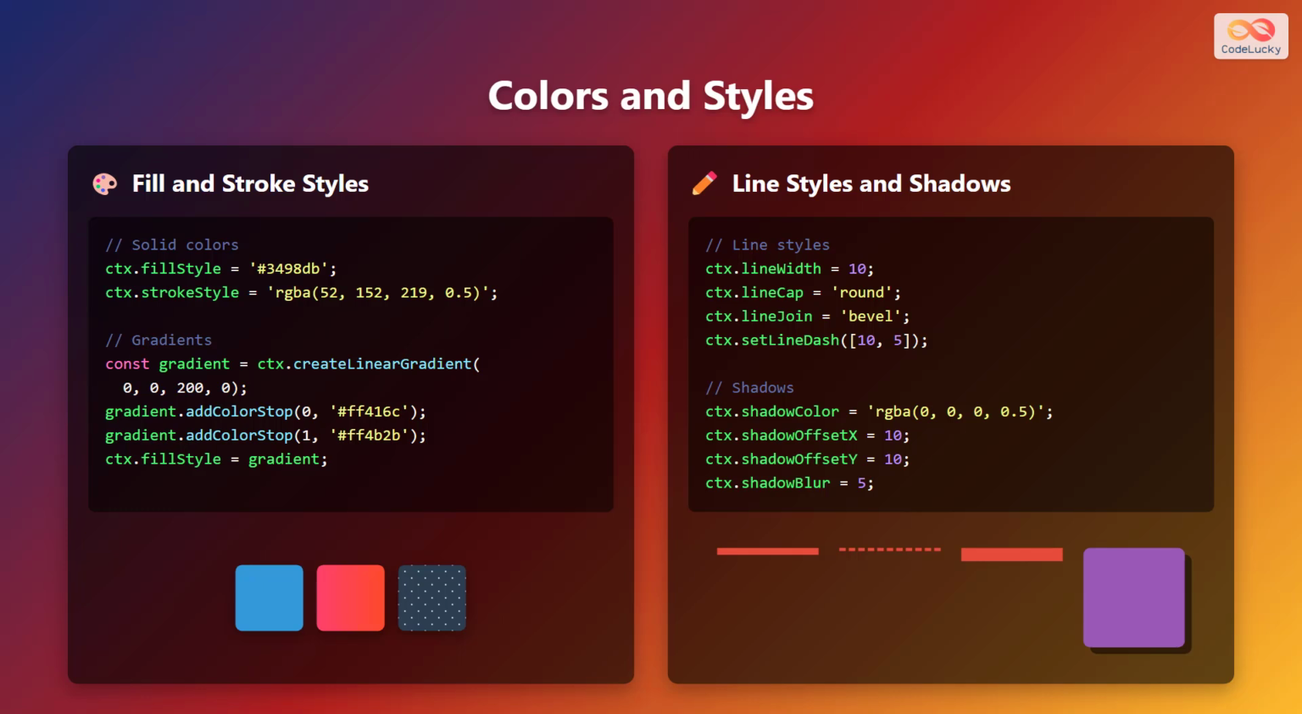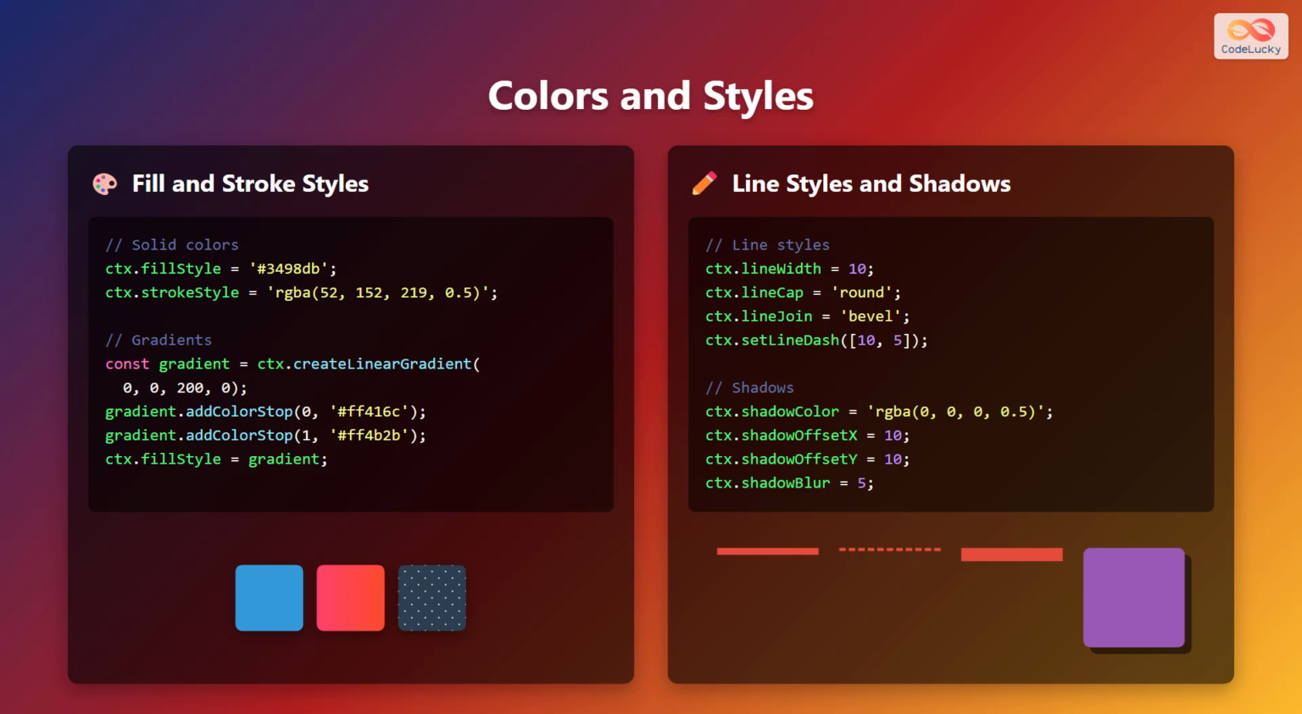Let's dive into colors and styles in the canvas. You can set fill style and stroke style to solid colors, RGBA values, gradients, or even patterns. For line styles, you can adjust line width, line cap, line join, and use setLineDash for dashed lines. Additionally, you can add shadows by setting properties like shadow color, shadow offset X, shadow offset Y, and shadow blur.